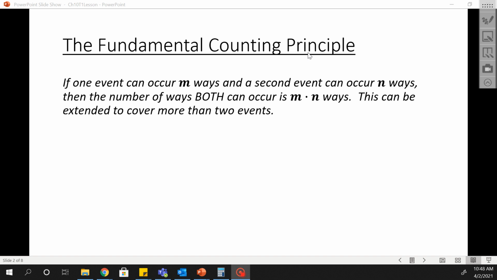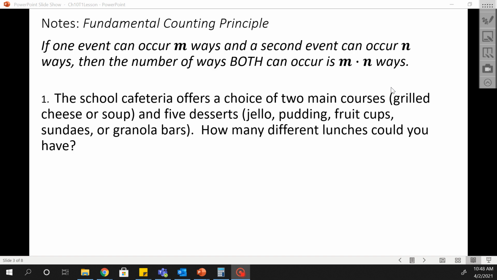And this can be extended to more than two events, multiple events. So let's take a look at this. The school cafeteria offers a choice of two main courses, grilled cheese or soup, and five desserts: Jell-O, pudding, fruit cup, sundaes, or granola bars. How many different lunches could you have?